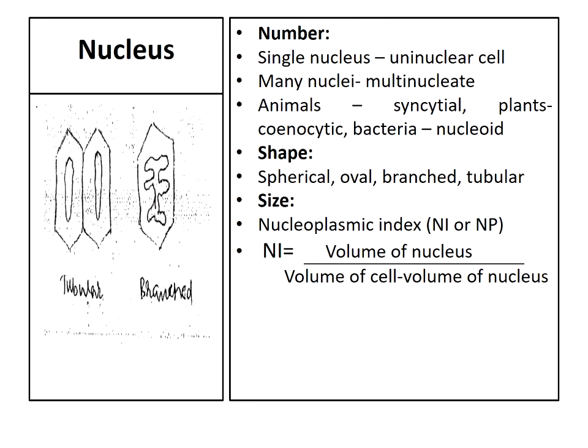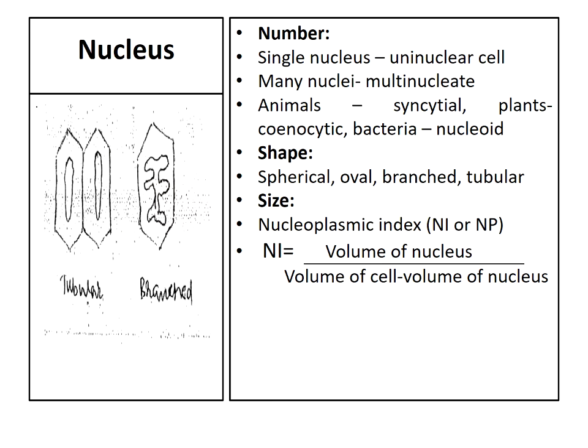Next is number. Generally, a cell has a single nucleus, and it is called as uninuclear cell. And a cell with many nuclei is called as multinucleate or polynucleate. In animals, the multinucleate condition is called as syncytial, and in plants it is called as coenocytic. And in bacteria, the nucleus structure is called as a nucleoid. So, in the diagram, you have observed the nucleoid.